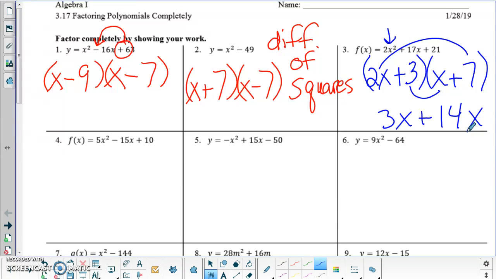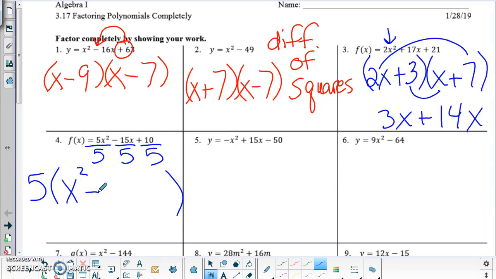Number 4, the first thing I check is a GCF. I know all three numbers are divisible by 5. Whatever number I divide by comes outside of the parentheses. So 5x squared divided by 5 is just x squared, minus 15x divided by 5 is 3x, and then the 10 divided by 5 is 2. But now I have a quadratic trinomial inside of the parentheses. The 5 just comes along for the ride.